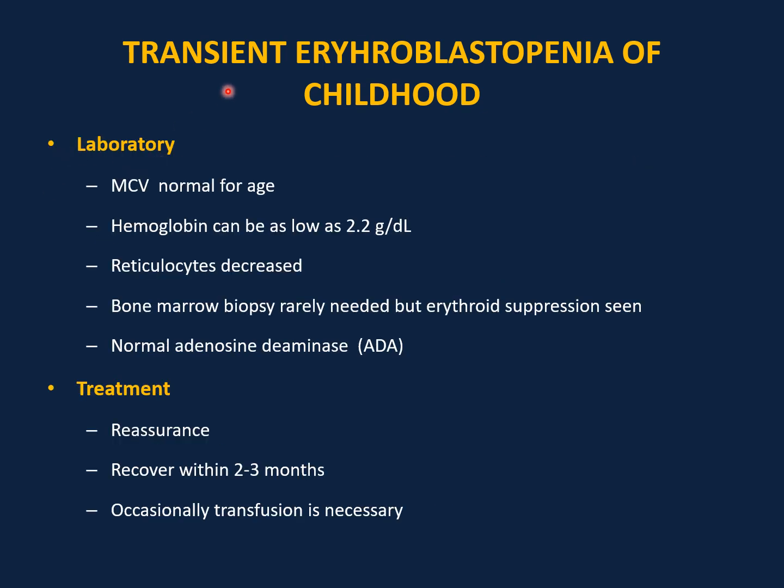Laboratory findings in cases of transient erythroblastopenia of childhood: normocytic anemia, MCV will be normal, hemoglobin can be very low down to 2, and the reticulocyte count will be decreased. The bone marrow biopsy is rarely needed, but if it's done, it will show erythroid suppression. Normal adenosine deaminase level. In cases of Diamond-Blackfan anemia, the MCV will be elevated, macrocytic anemia, also the adenosine deaminase will be high. Also, Diamond-Blackfan anemia will be associated with congenital abnormalities, for example, short stature, abnormal facial features, and abnormal thumb.